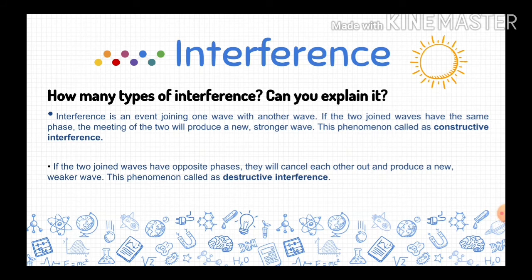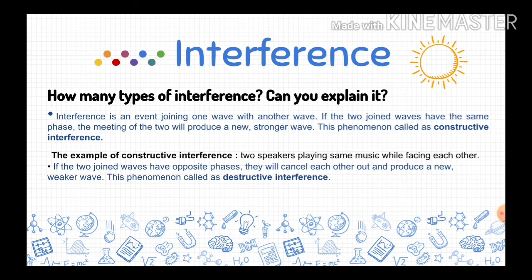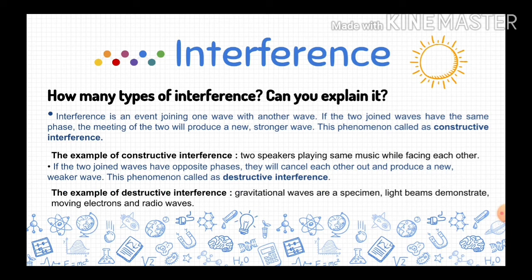And what is an example of constructive interference? The example of constructive interference is two speakers playing the same music while facing each other. And examples of destructive interference: gravitational waves are a specimen, light beams demonstrate it, and moving electrons and radio waves.